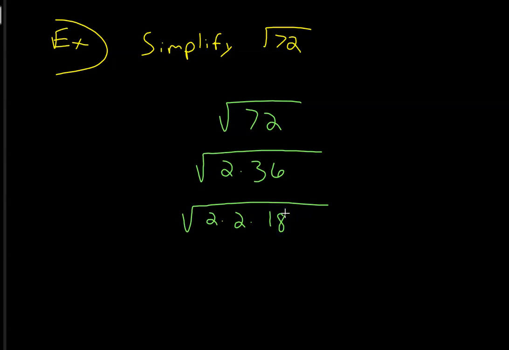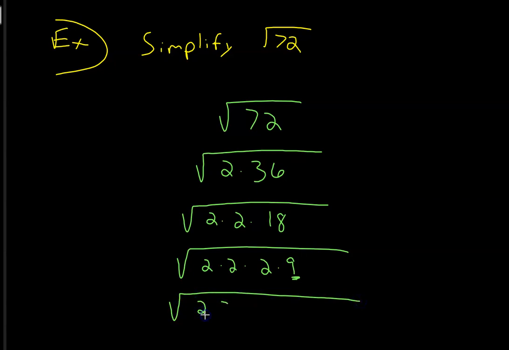And you can think, well, 18 is even. So I can divide that by 2. That's going to be 2 times 9. And then all these are prime except the 9. So I've got to break apart the 9. So that's going to be 2 times 2, and the third 2 comes down. And the only number that changes is the 9. The 9 becomes 3 times 3. So now that everything is prime, we can find all the pairs that are identical. So these two 2's are identical.